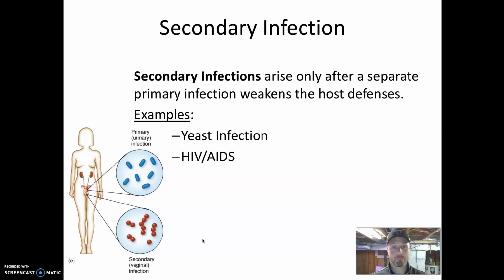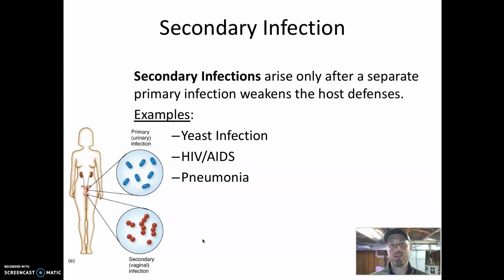Another example of a secondary infection is pneumonia. So whenever anybody gets an upper respiratory tract infection, like a cold or a sinus infection, that creates an environment in our respiratory tract that makes it more likely for microbes to get down into our lungs. And as soon as microbes begin growing in our lungs, that's called pneumonia. So pneumonia is a quite common secondary infection.